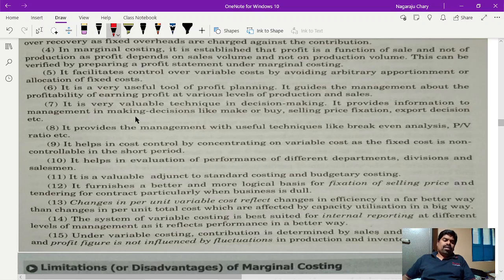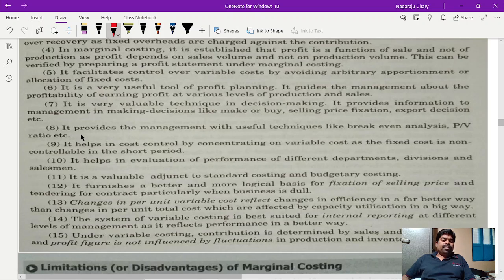So that's why it is very easy to take decisions. Which cost is going to be incurred, which cost is going to be increased, which cost is going to be decreased, which cost is going to remain constant. So, the clear-cut information is easily known under this method. So that's why management can take better decisions.